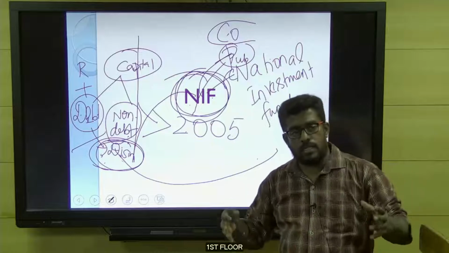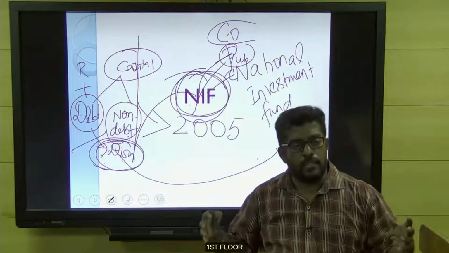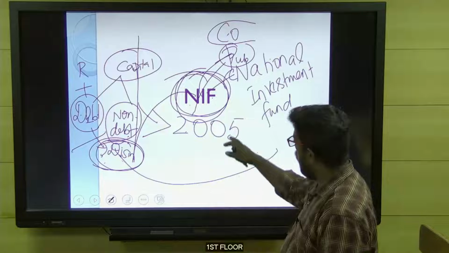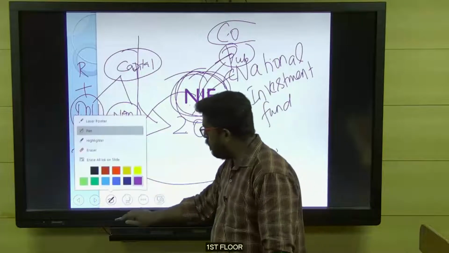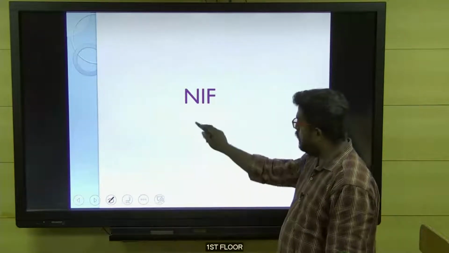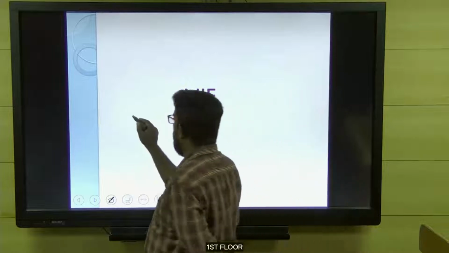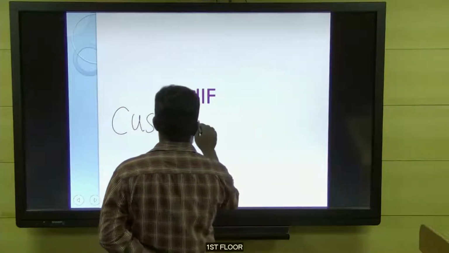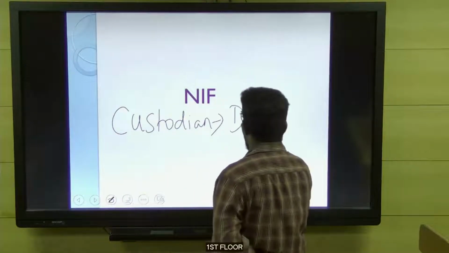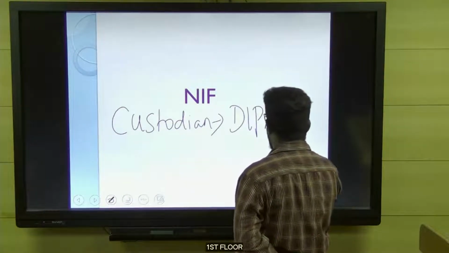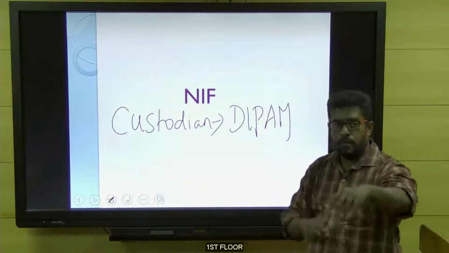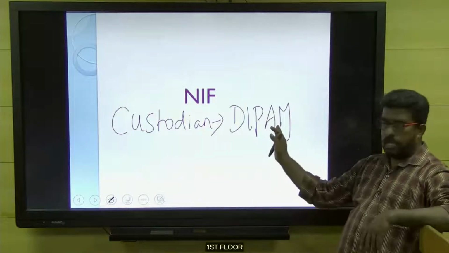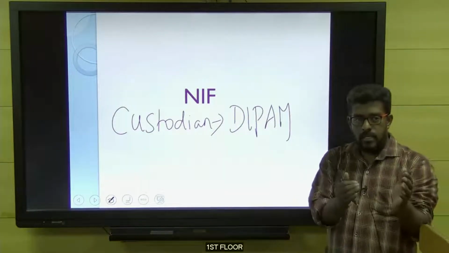For NIF, who is the custodian? Who maintains the proceeds of disinvestment? The NIF proceeds are maintained by the body called DPAM. DPAM acts as the custodian of NIF. What is DPAM? DPAM is the Department of Investment and Public Asset Management. The expansion and all are given in the next slide. Now kindly listen, then you can write.